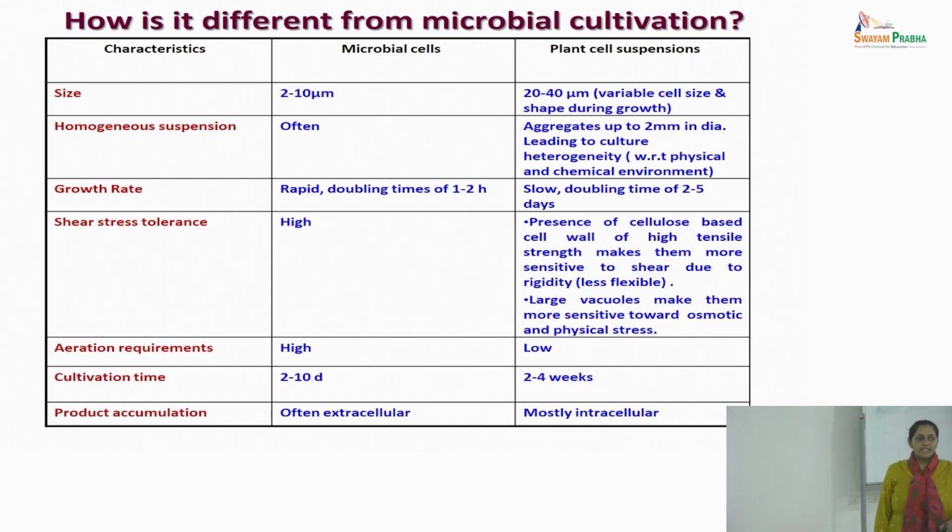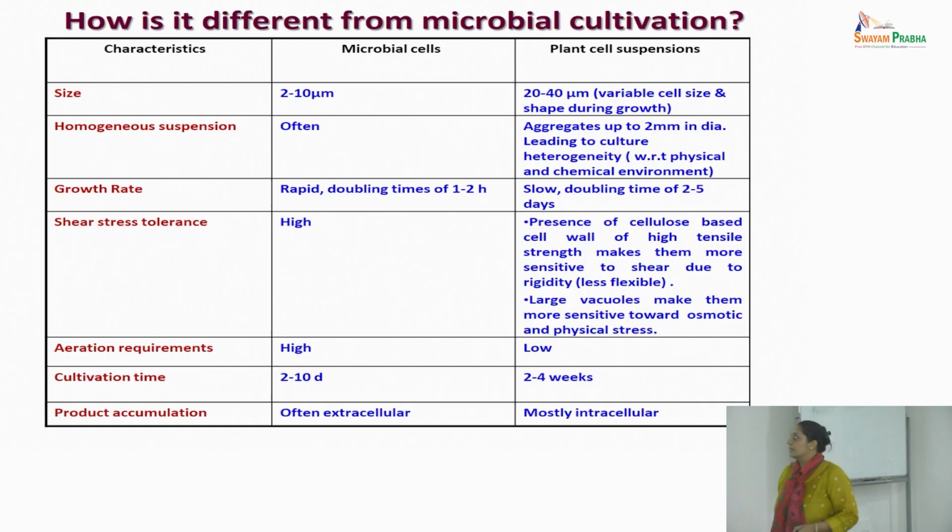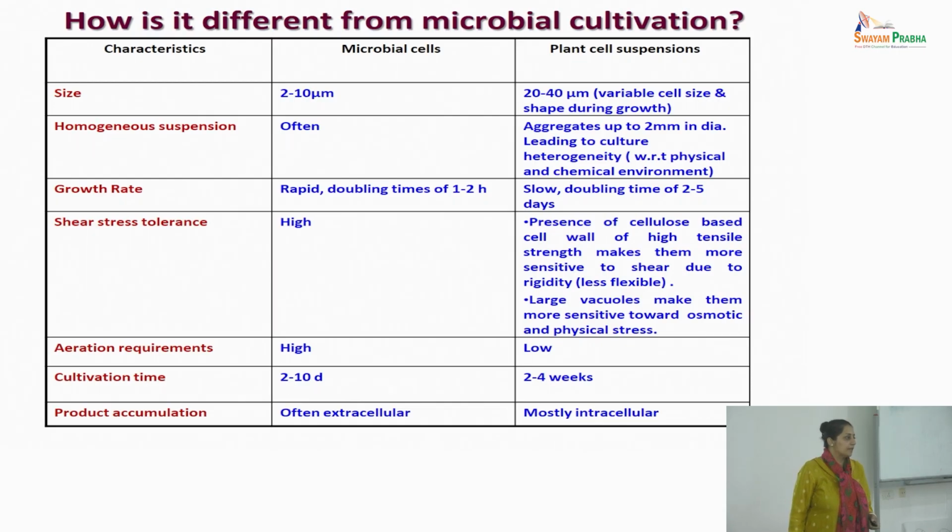So if you see the size, plant cells are relatively much larger in size than the microbial cells. This will have an impact on the shear forces which get generated, the impact of shear on them, the composition of the cell wall. Like for example, in your plant cells, yesterday there was a question that they have a thick cell wall, a well-defined cell wall, then why shear? It's because of the high tensile strength and the cell wall rigidity of plant cells that they become more shear sensitive, because they are less flexible.